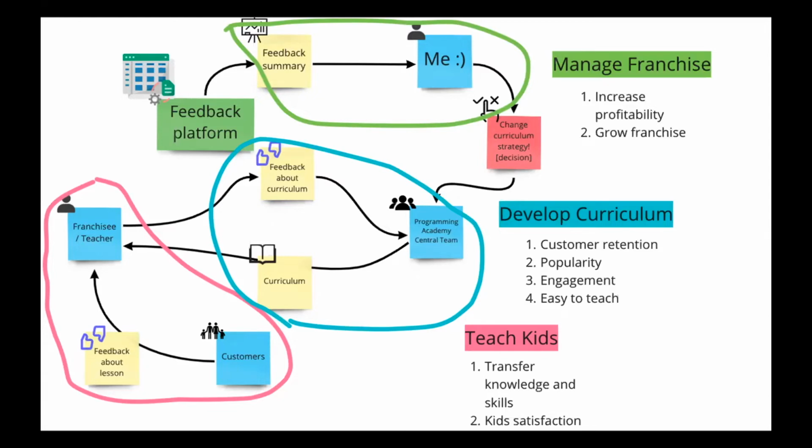First circle was around franchisee teacher and their relation with customers, with kids. We could say that this part of organization has one goal. It exists because of one reason. They want to teach kids. This basically defines this part of organization, and the outcome of this part of organization is a transfer of knowledge and skills and the kids' satisfaction. So we could say that this part of a business, this part of organization, is a domain, which is about teaching kids.